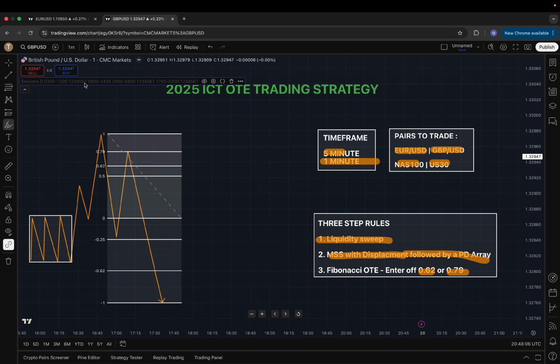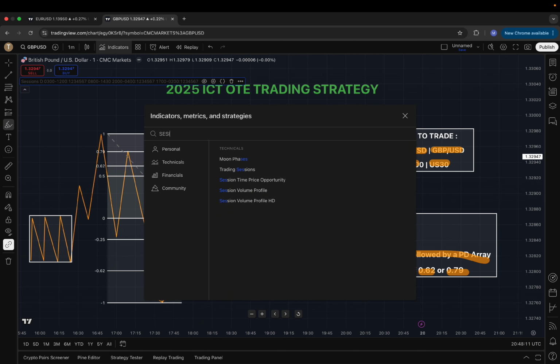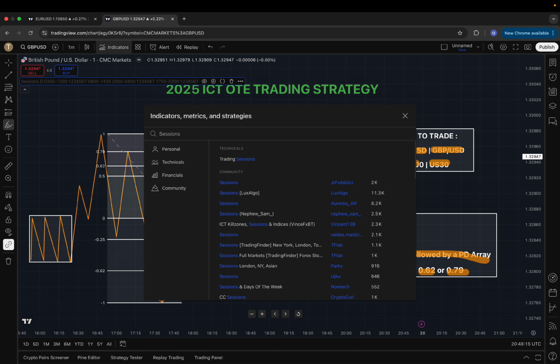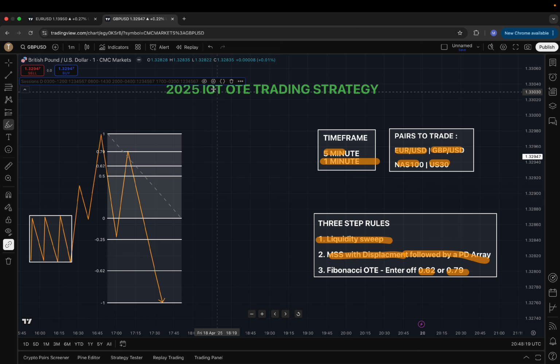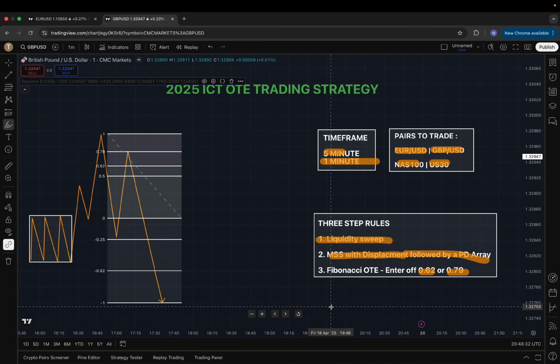And if you've not got this indicator yet, you can simply get it by clicking on indicators and searching sessions. You want to get the one by Rocks. Once you've done that, you simply click this, you turn off all the settings except New York session, and you want to put your New York session time to 8 AM till 2:30 PM. That's our time window. Okay, let's get into the model.